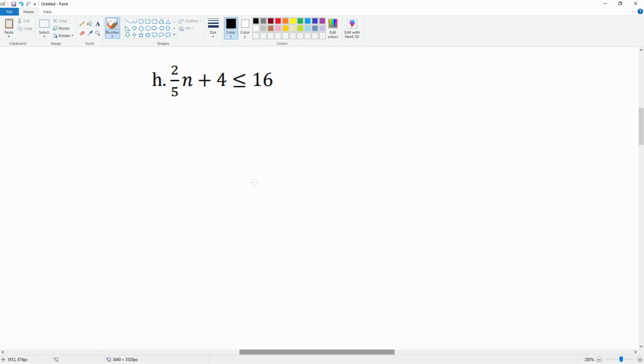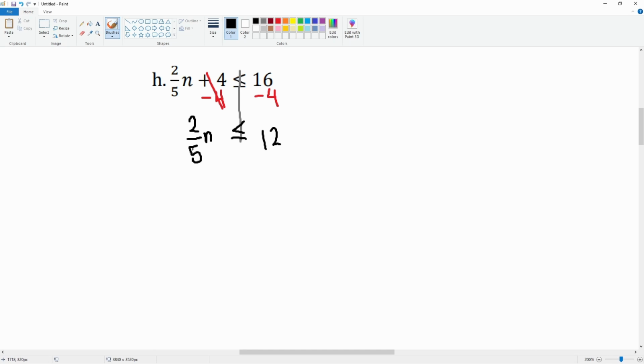All right, let's look at H here. We have 2 over 5 n plus 4, which is less than or equal to 16. Draw the line down here. So we don't try to get rid of the fraction first. Get rid of the outermost thing, which is the plus 4. So I'm going to subtract 4 from both sides. Plus 4 minus 4 cancels, leaving you with 2 over 5 n. 16 minus 4 becomes 12. Nothing happens to the inequality, so it just stays the same.